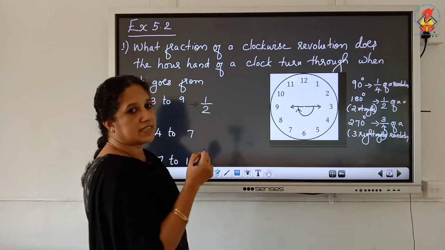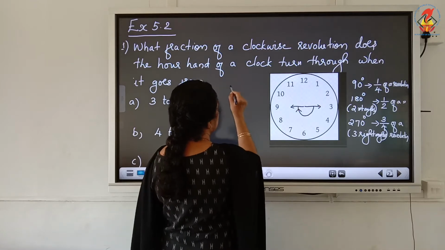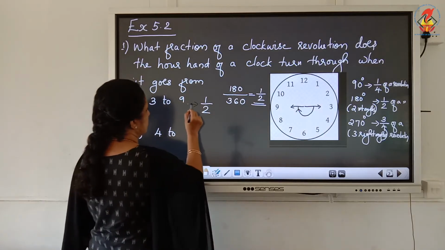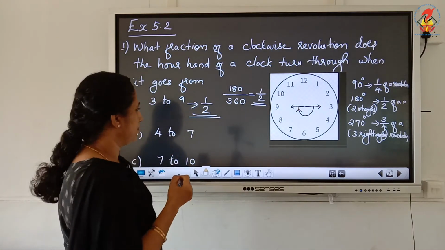We can find out the answer in another way also. Now what is the angle turned here? The angle turned is 180 degree. And what is the total angle in a revolution? The total angle in a revolution is 360. So the corresponding fraction will be 180 by 360. When you simplify, you will get the answer as 1/2. So we can say that it is half of a revolution.